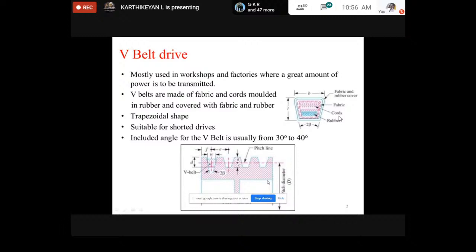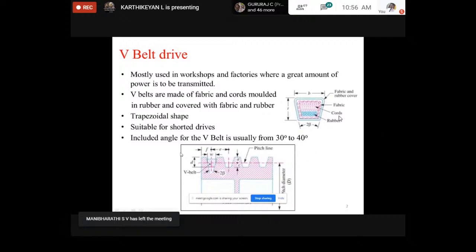Another advantage is that it can transmit power in vertical applications. In grinders and mixies, we are using V-belt drive. In vertical power transmission, with vertical shafts, we can't use a flat belt. So in that situation also, we are using V-belt. That is a major advantage of the V-belt.